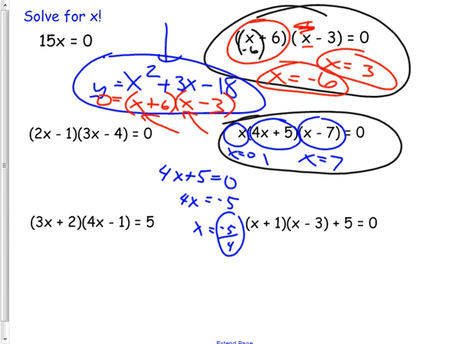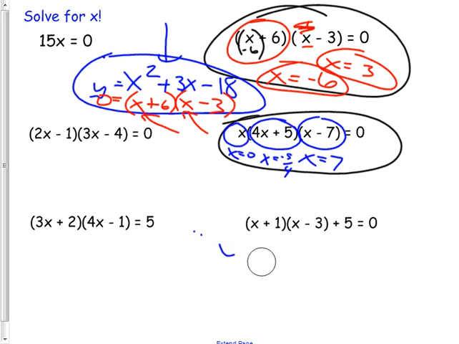So there's three answers. -5/4, 7 and 0. Yes, ma'am. You could have 5 or 20 answers, but most of the time you have 2 answers. Sometimes you have 3. It gets more rare to have 4 or 5 answers.